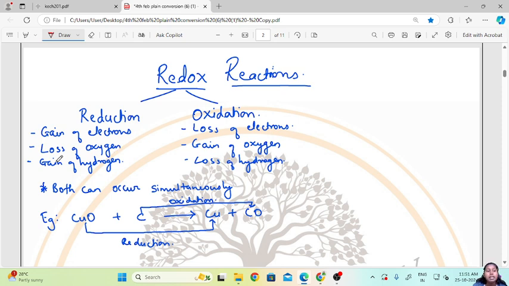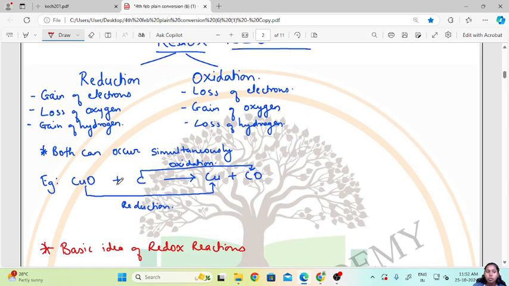Now in your lower classes you might have learned that in reduction we lose oxygen whereas we gain hydrogen. It's just a term. It's not necessary that every time we should gain hydrogen or lose oxygen, okay? But in lower classes we have learned that reduction is loss of oxygen whereas oxidation is gain of oxygen. Or in terms of hydrogen, reduction is gain of hydrogen whereas oxidation is loss of hydrogen.